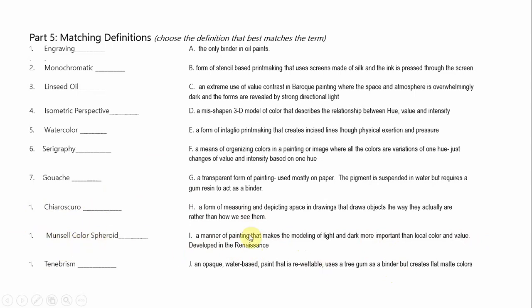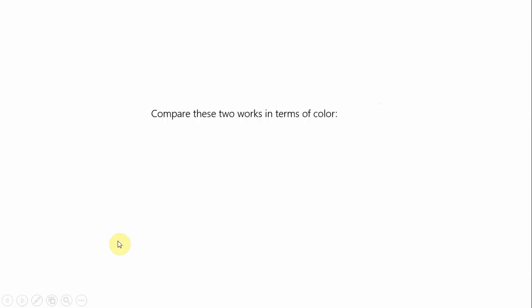The Munsell color spheroid is D, a misshapen 3D model of color that describes the relationship between hue, value, and intensity. And then 10, tenebrism is, let's see, an extreme use of value contrast in Baroque painting where the space and atmosphere is overwhelmingly dark and the forms are revealed by strong directional light. There we go. All right, on to the next one.